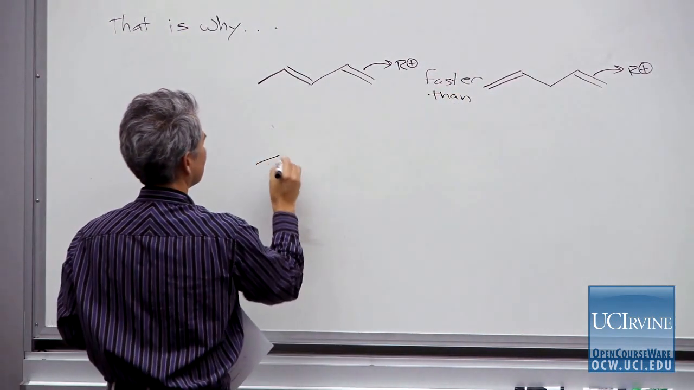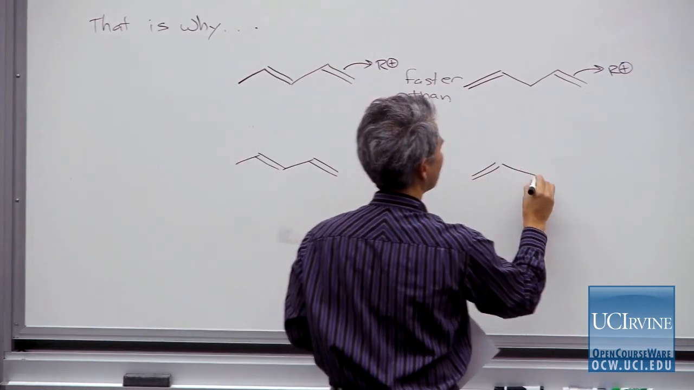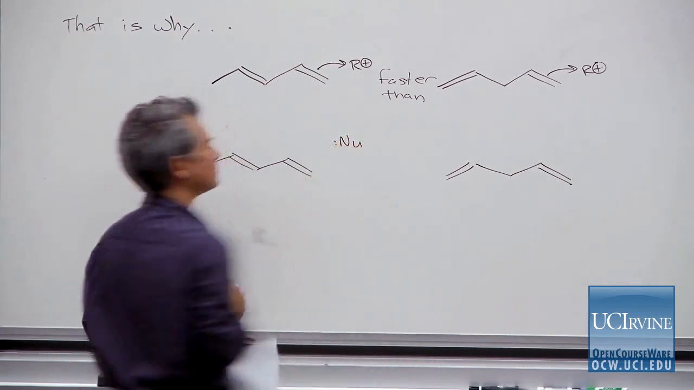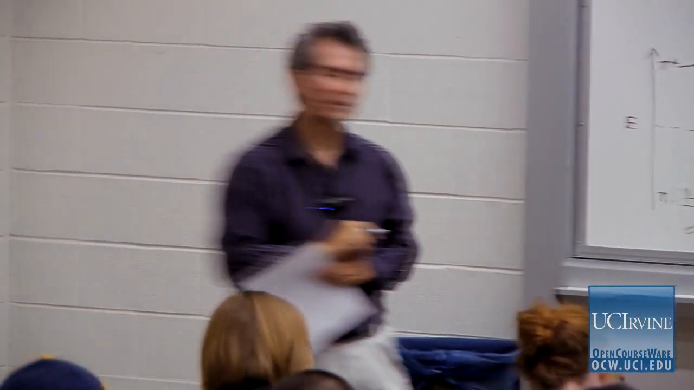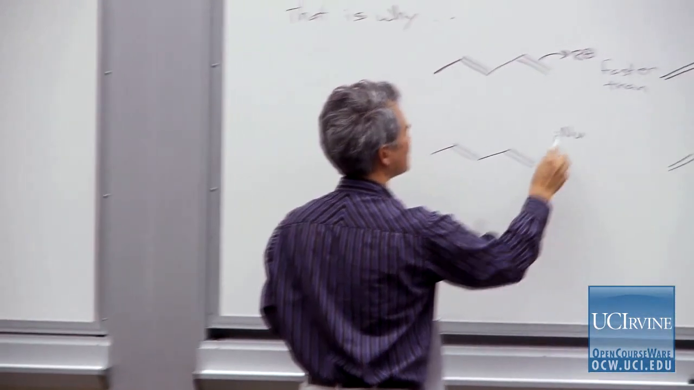Okay, now let's look at, I don't know if I'd call this the reverse, but it's almost the reverse. Let's think about something different. Let's think about a nucleophile attacking the pi system here. So here the conjugated system reacts faster with electrophiles.